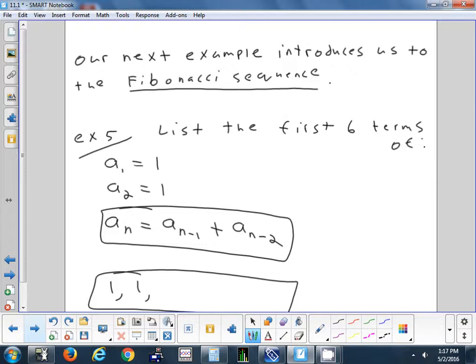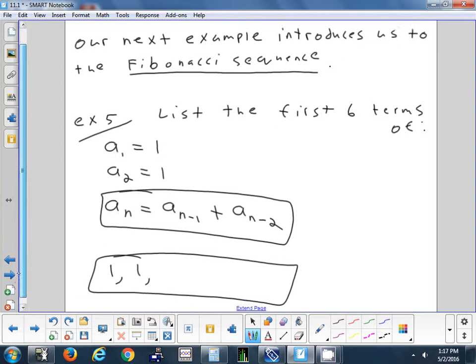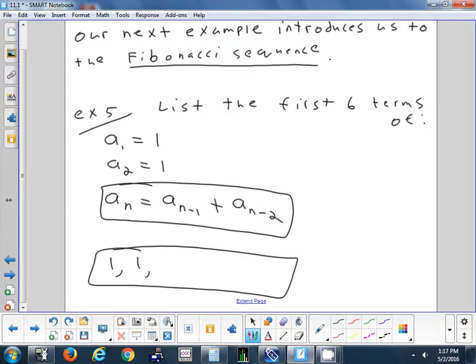Somebody explain to me in words how you get the next term knowing the previous 2. How do you get the next term in the sequence knowing the ones before it? You add them together. Take the 2 previous terms and add them up. So what would a sub 3 be? 2. Yep, 2. My next term? 3. 5. And that's the first 6 terms: 1, 1, 2, 3, 5, 8. Again, we're not going to find an explicit formula for this, not in this class. Any questions on that one?